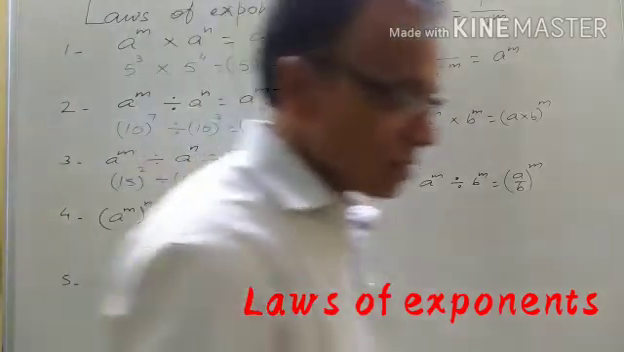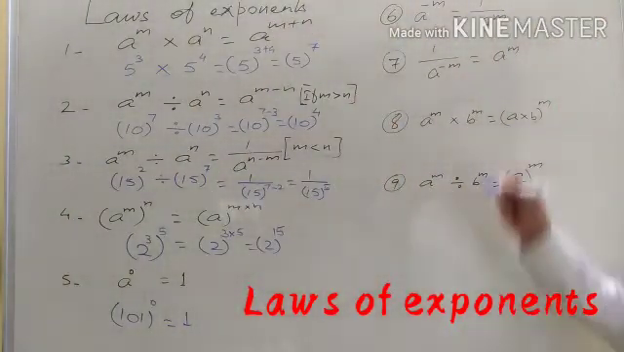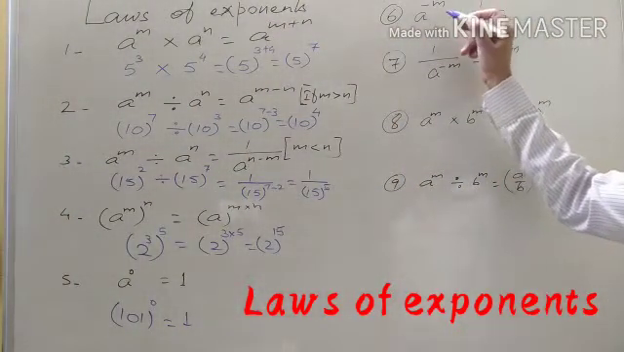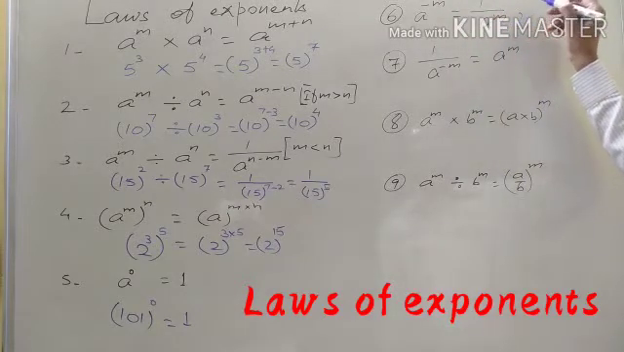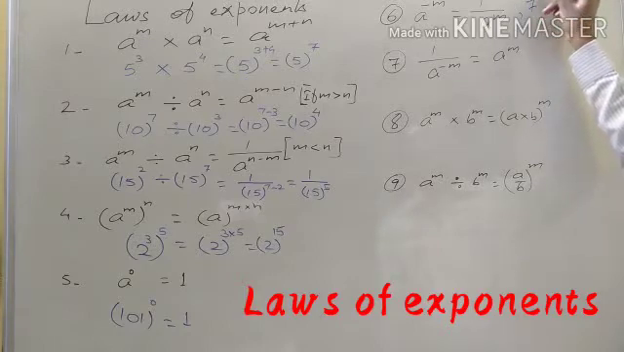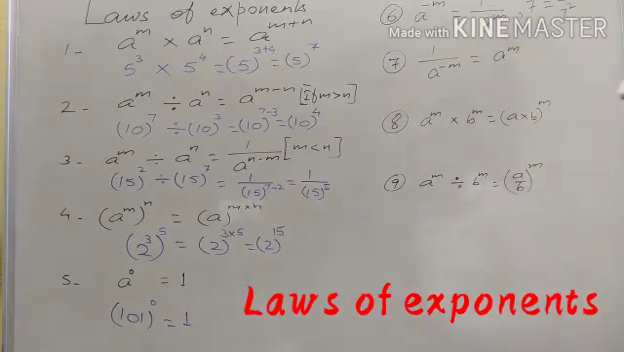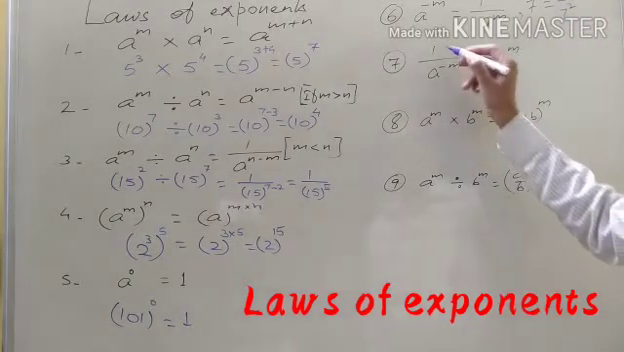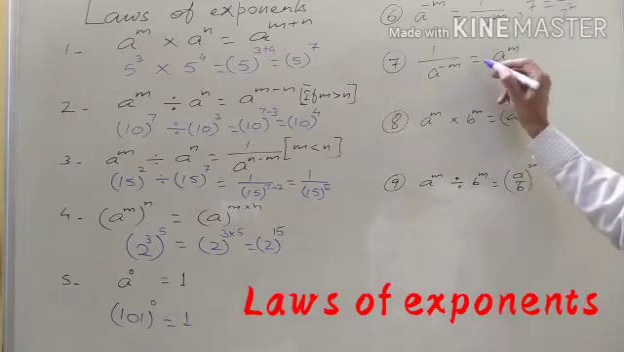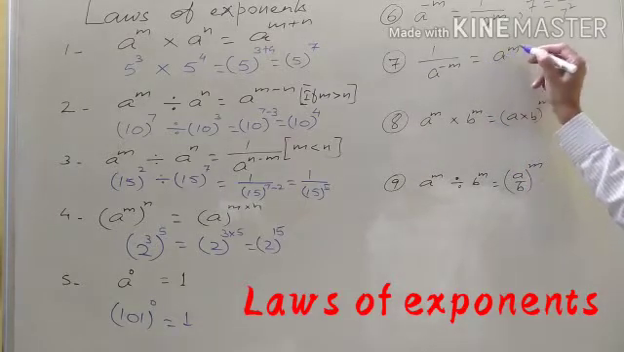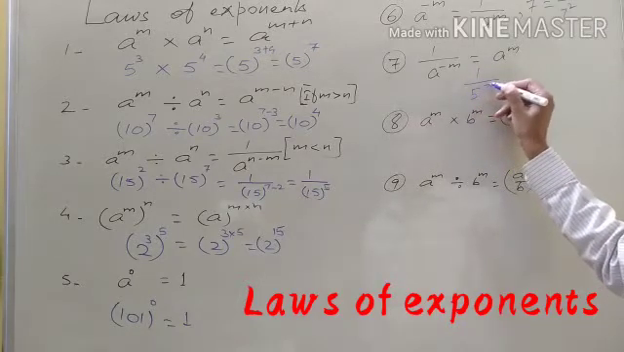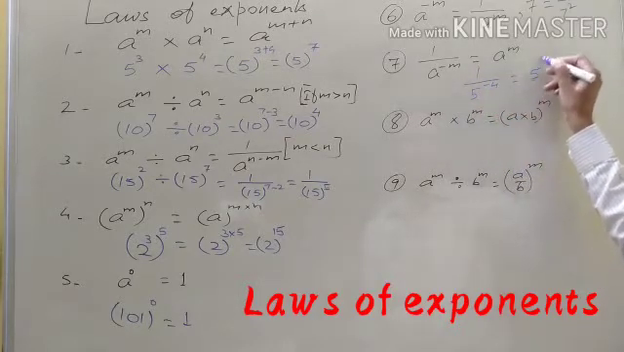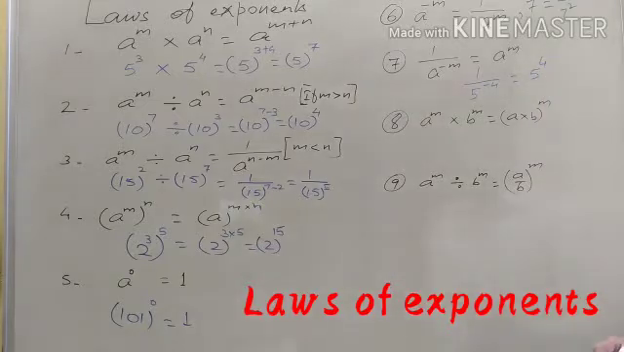The next one is a to the power minus m. If the power is negative, then it will be 1 upon a to the power m. For example, 7 to the power minus 2 becomes 1 upon 7 to the power 2. The next one is 1 upon a to the power minus m. So it's reciprocal, so the power will be a to the power m, positive power. 1 upon 5 to the power minus 4, so we can write 5 to the power 4.